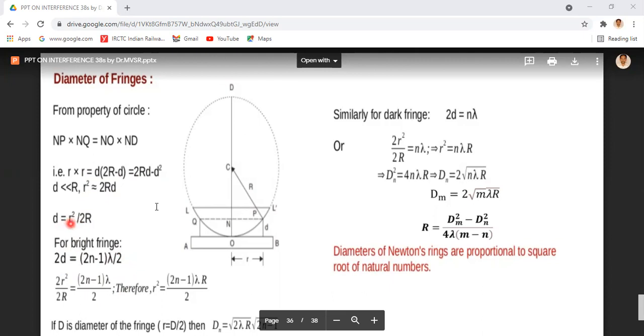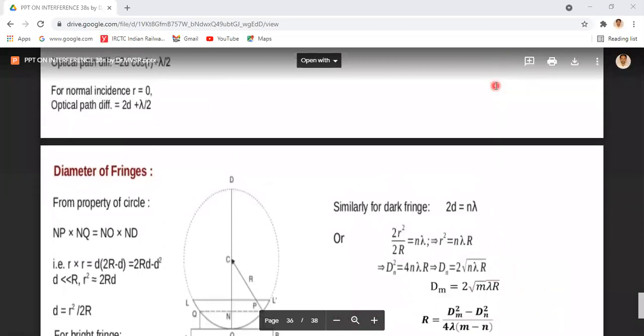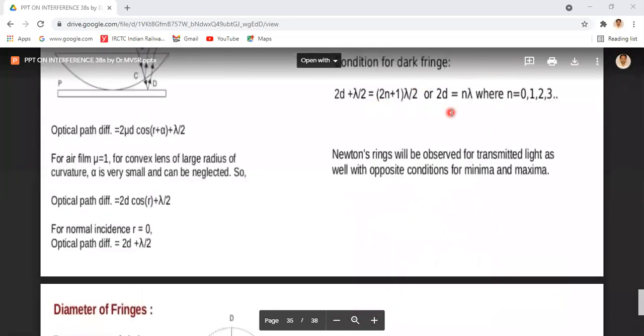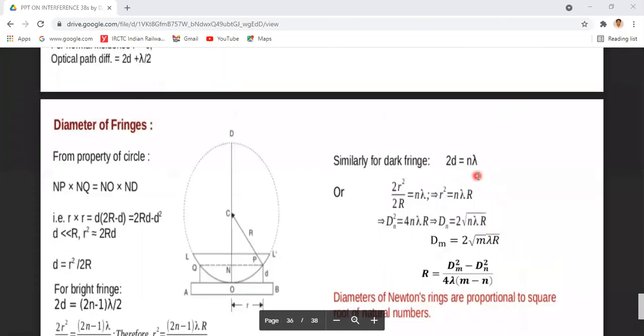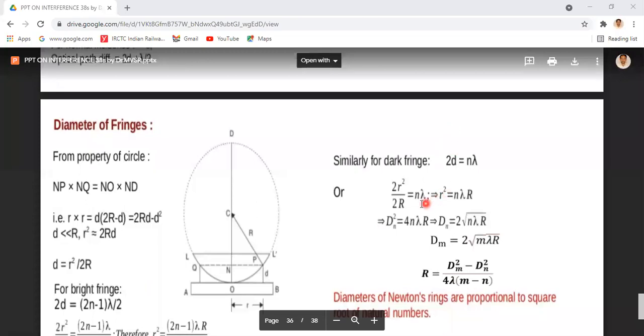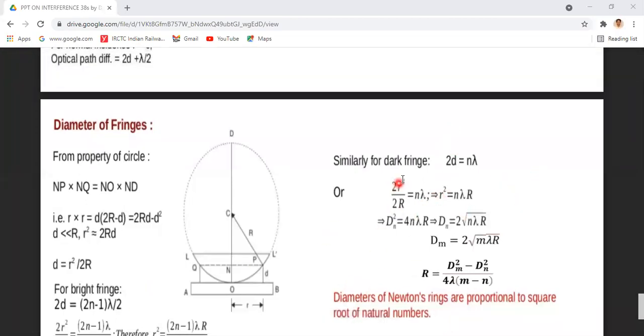So for the dark fringe condition, 2d is equal to n lambda, already upper slides lo chupincham actually. So it is for dark fringe, 2d is equal to n lambda. This is the condition for dark fringe. So idana iskoch, rendu iskunadu ikkada. So meer adokta oka train saripothundi exam lo. So similarly for dark fringe, general dark fringe rastam.